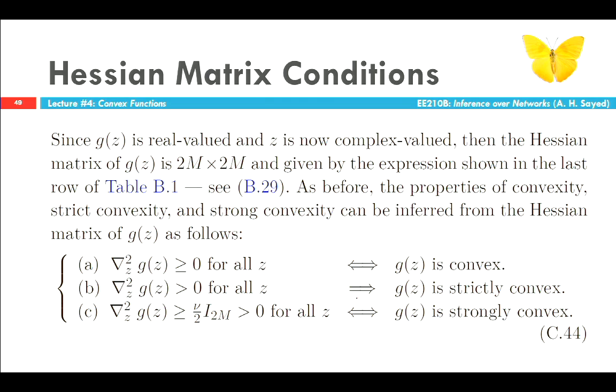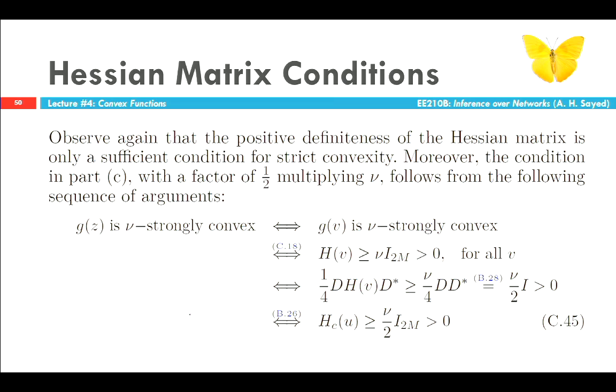Then the same thing will hold here. Okay? So you need this to be non-negative, this to be positive, and this to be larger than, again, mu over 2. Okay? So just to explain this a little bit more, if you write it in the V domain, in the last case, when it is strongly convex, you need H of V to be lower bounded by nu.